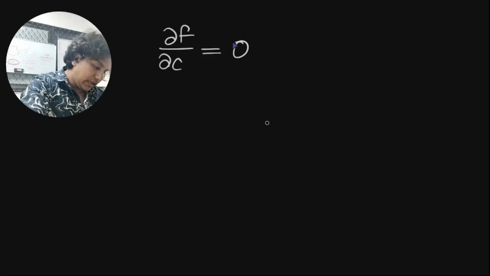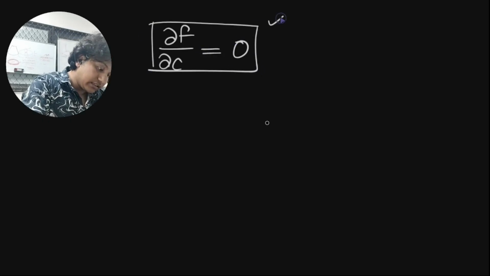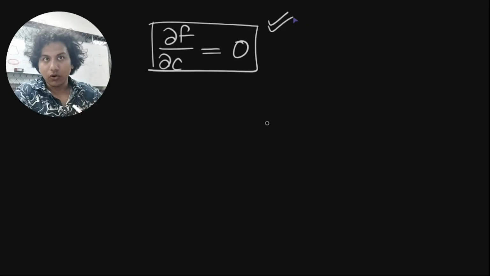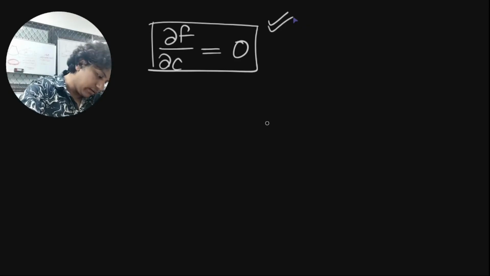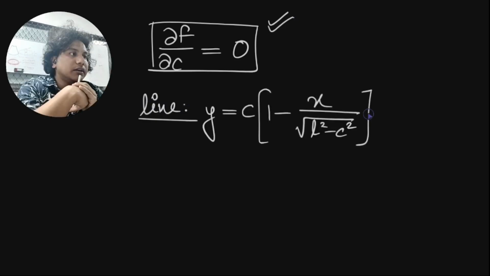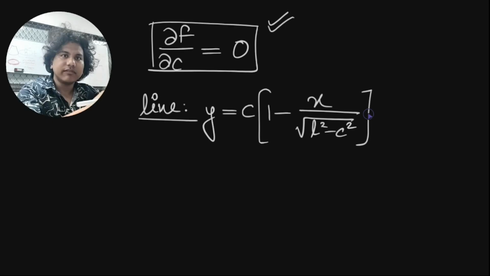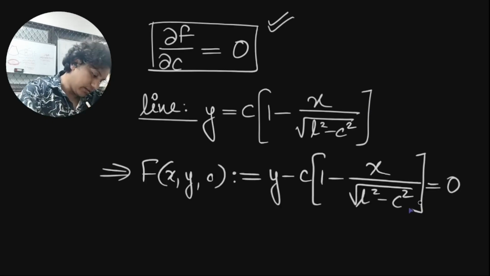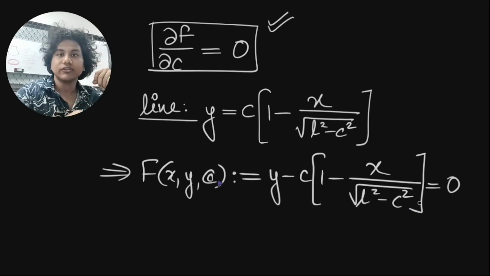So I wrote that ∂f/∂c is equal to zero. And the thing is that this is correct. This is true. But how I got here is very, very wrong. So I'll start by defining the line again, and how we develop an implicit function out of this, right? This is how we defined our implicit function.